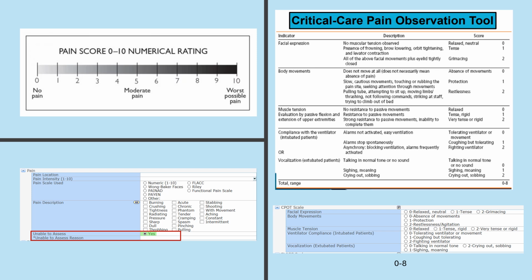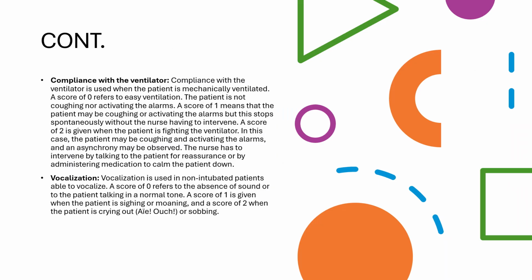If the patient is sedated and intubated, we can look at the facial expressions, the body movements, the muscle tension, and then the last part will be whether the patient is compliant or not compliant with the ventilator. Assessing for compliance with the ventilator is simple. We want to check to see if the patient is spontaneously coughing and setting off some alarms, or continuously fighting the ventilator and having alarms activated constantly.